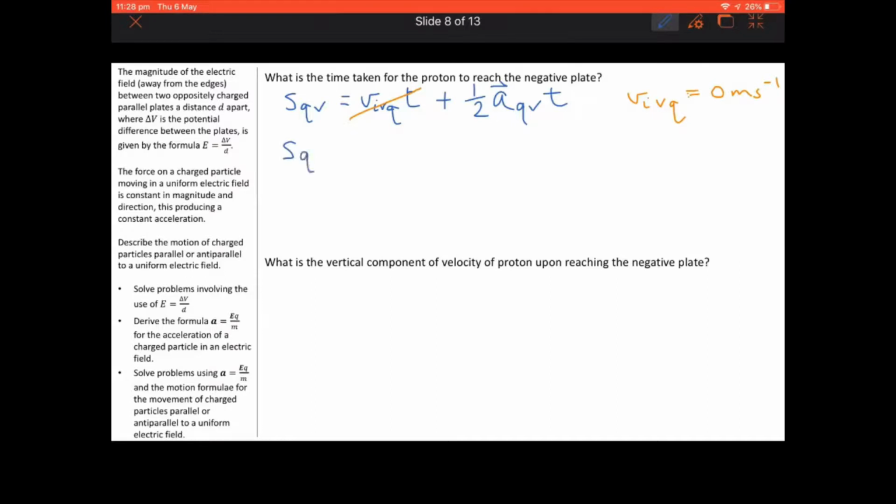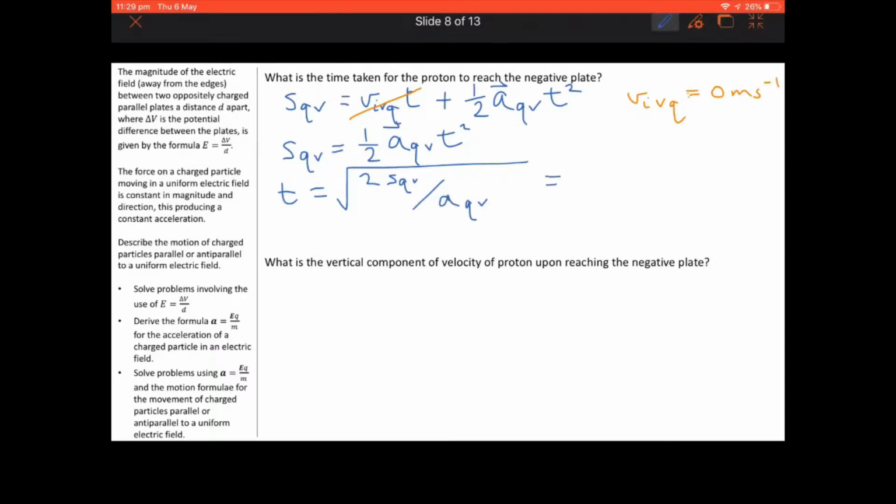Then we're left with the displacement of the charge vertically is equal to half the acceleration of the charge vertically by time squared. Sorry, this should be time squared up here, my bad. We can rearrange this to get time is equal to the square root of 2 by the displacement or distance of the particle divided by the acceleration of the particle.